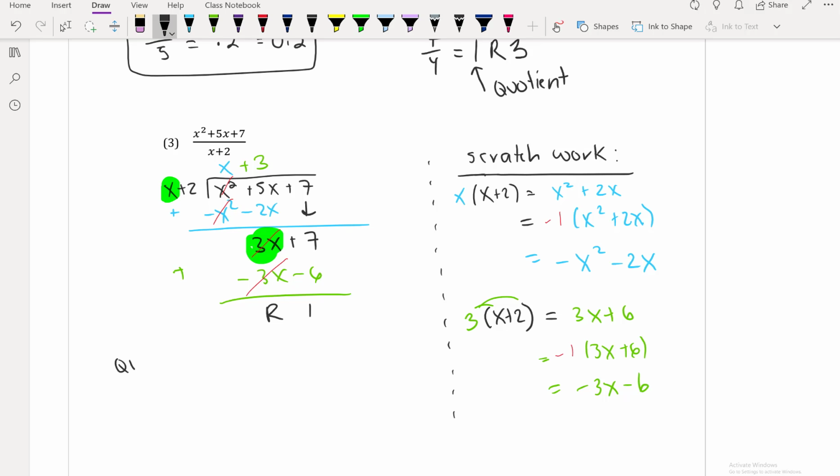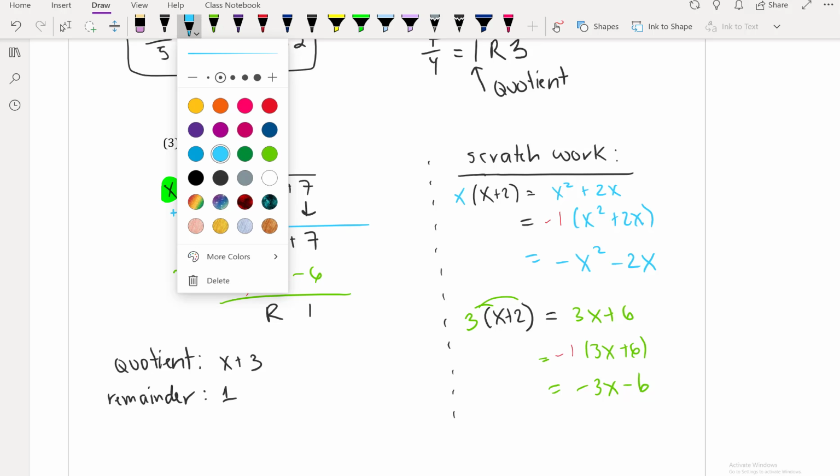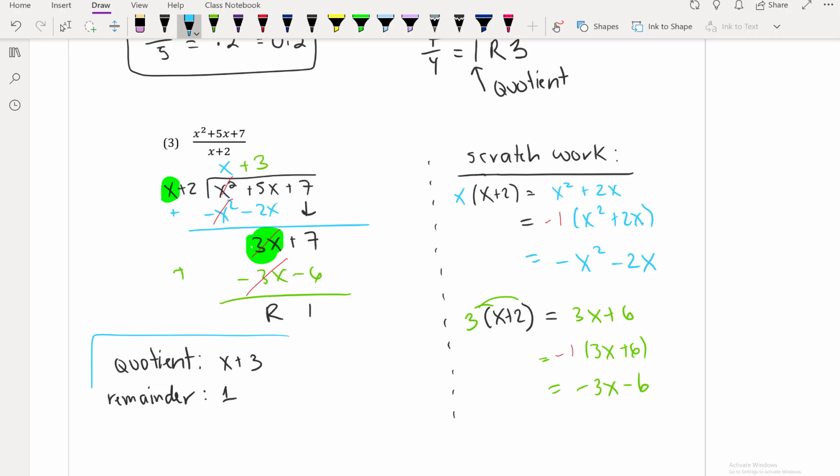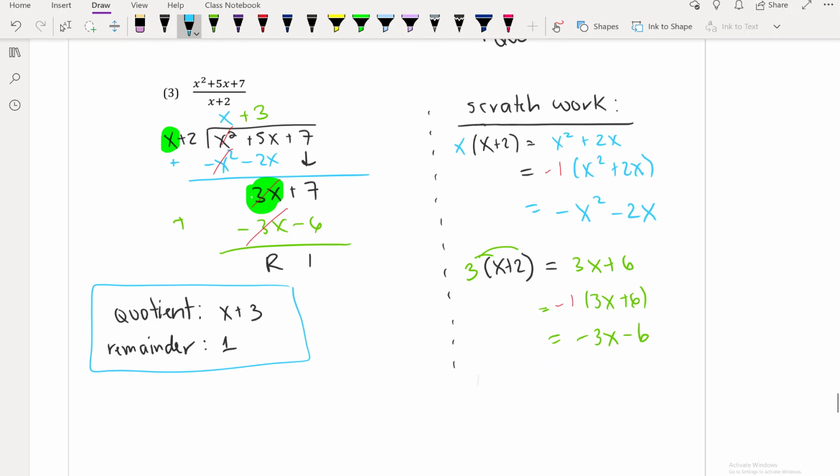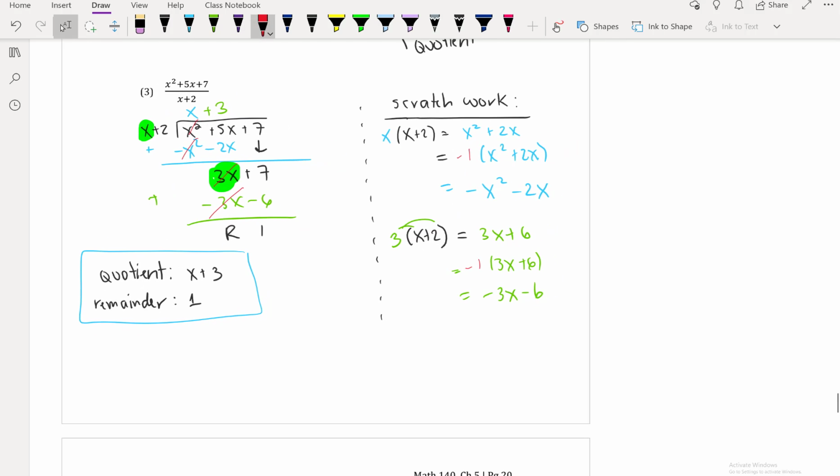So you can say that your quotient is x plus 3, and your remainder is equal to a positive 1. That would be your answer. Or you can write your answer as x plus 3 plus 1 over x plus 2.